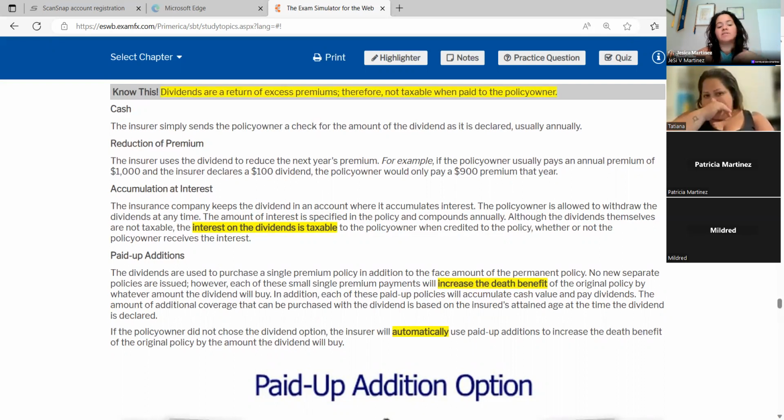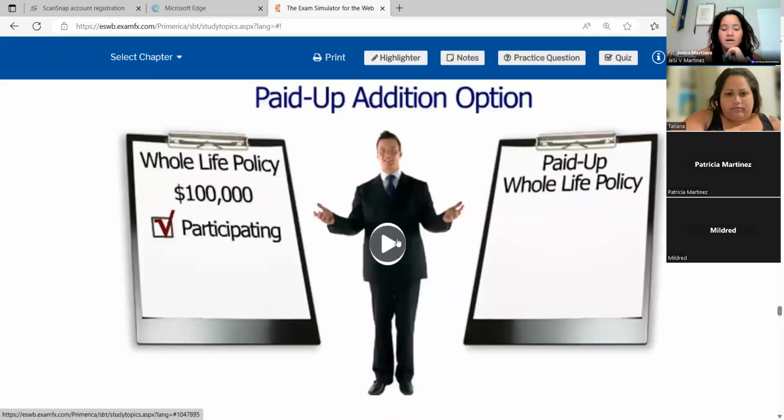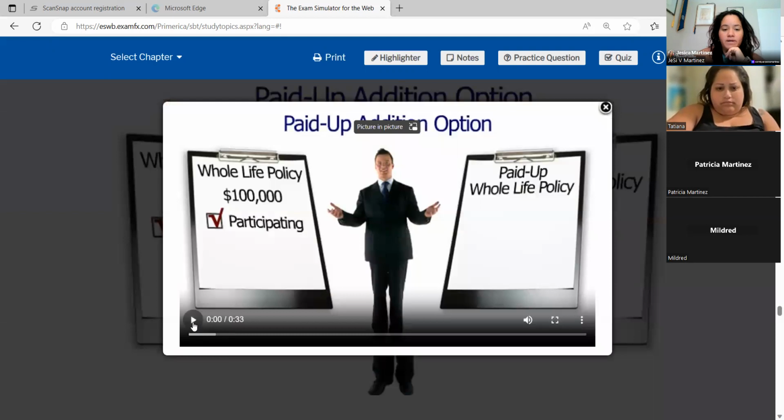If the policy owner did not choose a dividend option, the insurer will automatically use the paid up additions to increase the death benefit of the original policy by whatever that amount of dollars can buy. Let's watch this little video on the paid up addition.